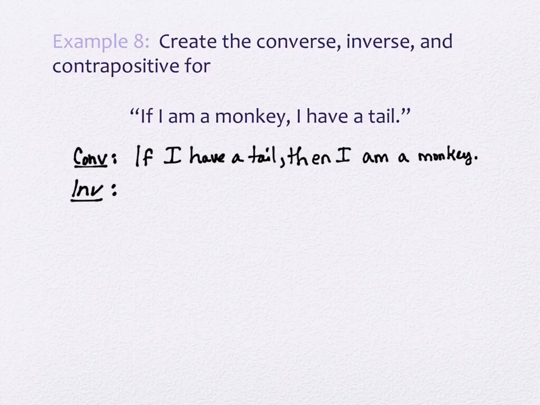Okay, so what does the inverse do? Yeah, it negates them. So make sure you're going back to the original statement, not to the converse statement, okay? So back to the original statement, and we don't change the order. What we do, though, is we negate them. So instead of it saying, if I'm a monkey, it will say, yeah, if it's not a monkey, or if I am not a monkey.